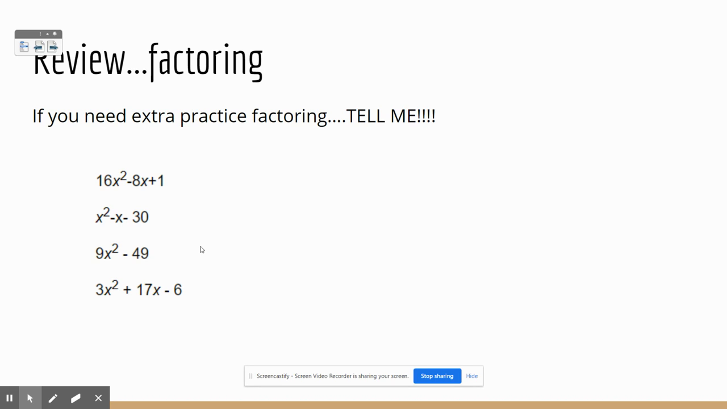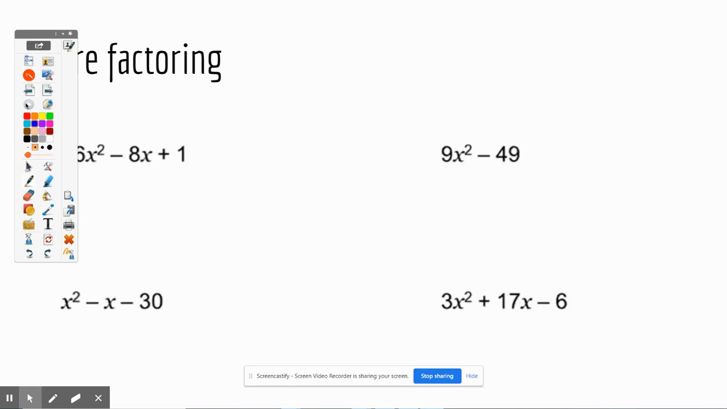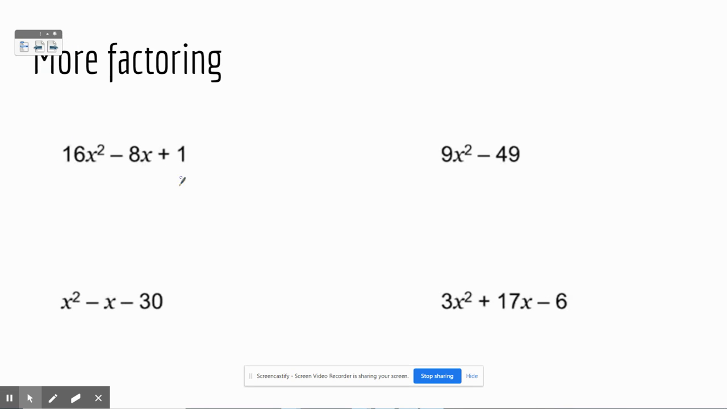So these are the 4 problems. You could try to do them on your own and pause it if you want, but we're going to look at them on the next slide. Okay, so when you're factoring, there's all different types of factoring it could be. And we always look for a GCF first. And this one does not have a GCF, so you're sad.